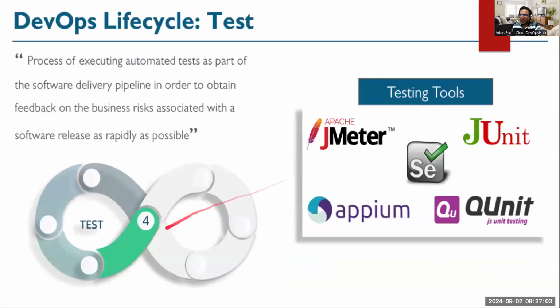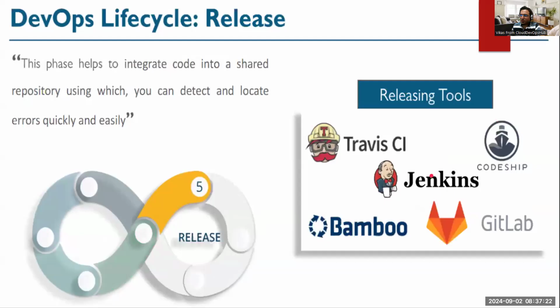Okay, for testing, Selenium. Most of the companies are using Selenium. JMeter, JUnit, Appium, these are also tools, but these will be explored in the testing profile, not for DevOps. That will be a testing job. For the release, Jenkins is the most popular tool, and most of the companies are using it.